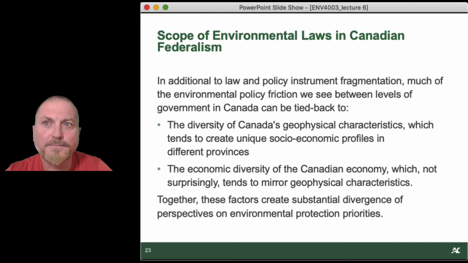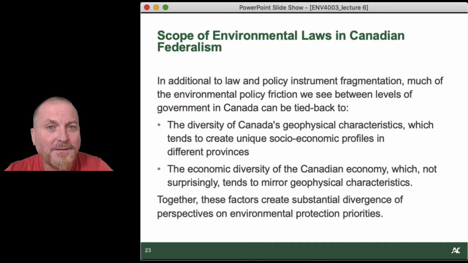Trust me. Okay. In addition to law and policy instrument fragmentation with all these dynamics, much of the environmental policy friction we see between levels of government can be tied back to some fundamentals that we'll never be able to eliminate, though, right? These are some realities of a country as big as Canada and as diverse as Canada, right? The diversity of Canada's geophysical characteristics alone dictates difficulty in coming up with environmental solutions, right?